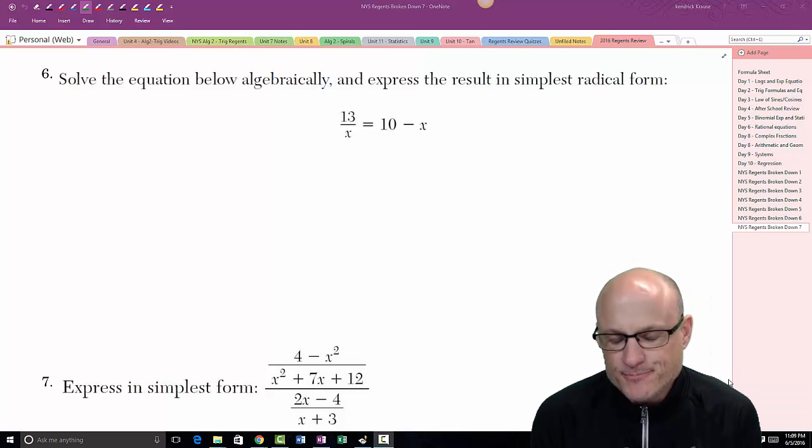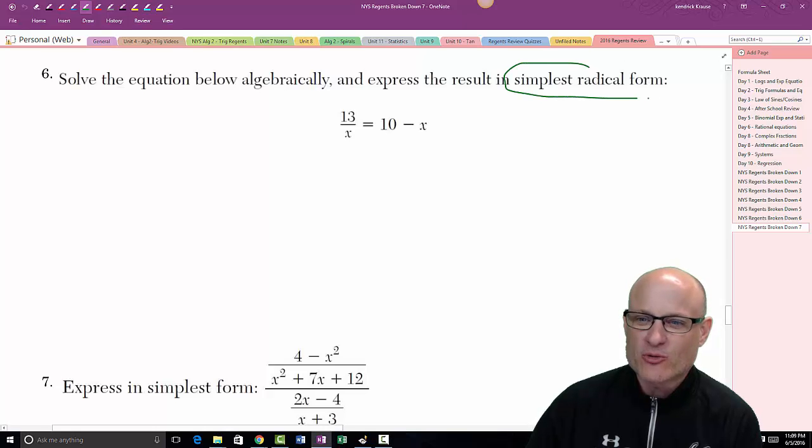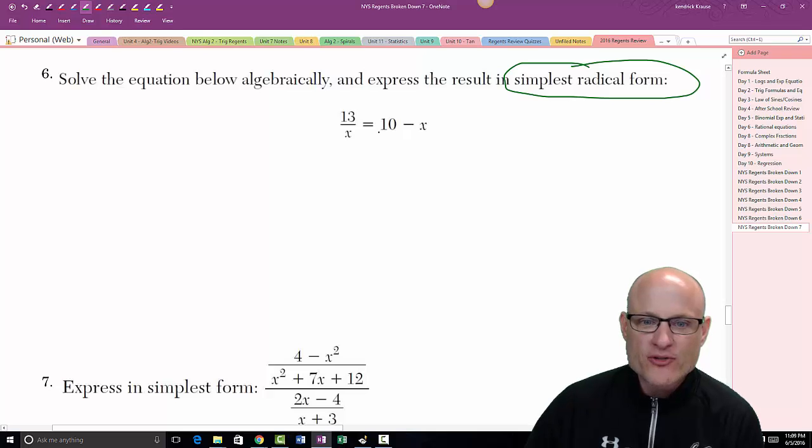Okay. This problem looks really, really easy, but then I see "simplest radical form" over here, which means you're not factoring this thing, which means I'm going to have a quadratic that can't be factored. First thing I'm going to do is make everything a fraction, and I'm going to look. The lowest common denominator is x. So I'm going to multiply everything through by x.